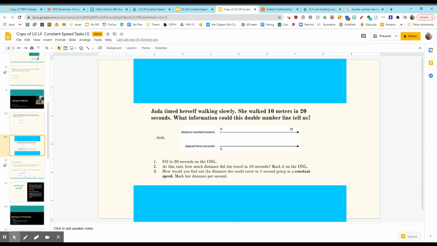So you're going to fill in 20 seconds on the double number line. Then you need to figure out at this rate, how much distance did she travel in 10 seconds? You're going to write that on your double number line. And number 3, how would you find out the distance she could cover in 1 second going at a constant speed? Also place her distance at 1 second on your double number line.